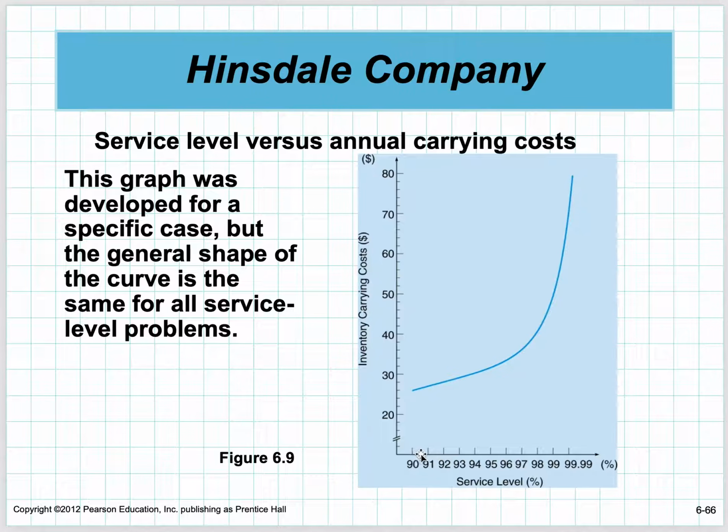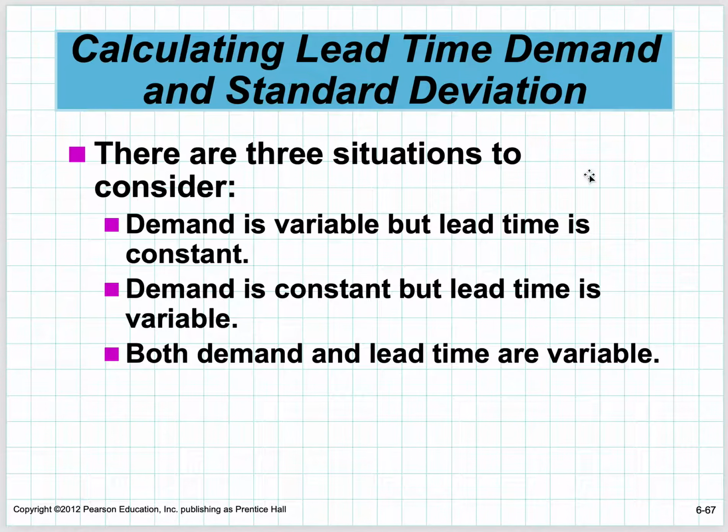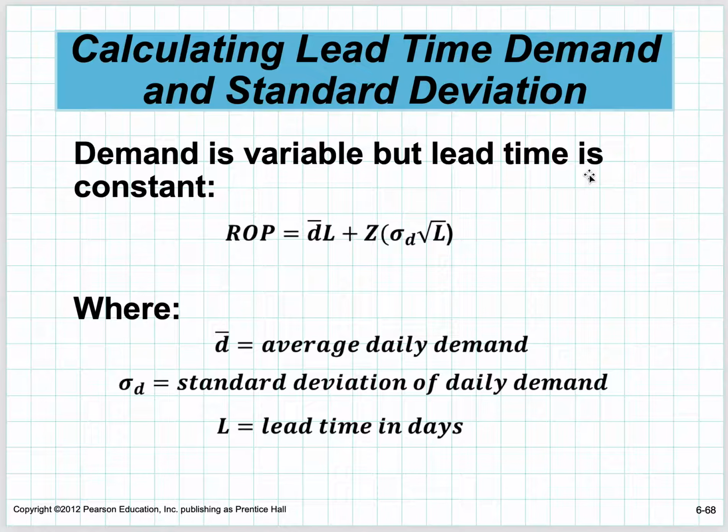And here's the graph. If you take the service level up, your inventory carrying costs are not linear anymore. They go up exponentially, kind of. So to get to 100%, it would be quite costly. So there are 3 things to consider here. Demand is variable, but lead time is constant. Demand is constant, but lead time is variable. Both demand and lead time are variable. I have problems that cover all of these, so probably only one of them.